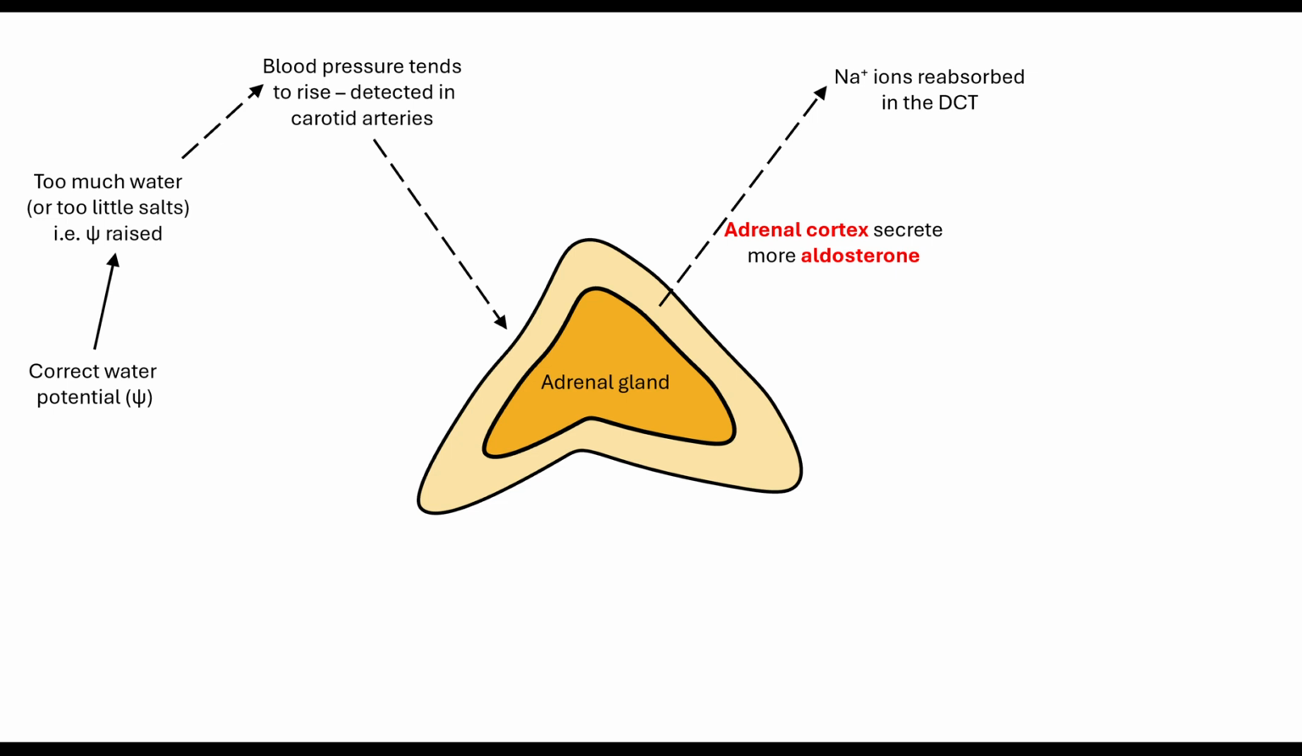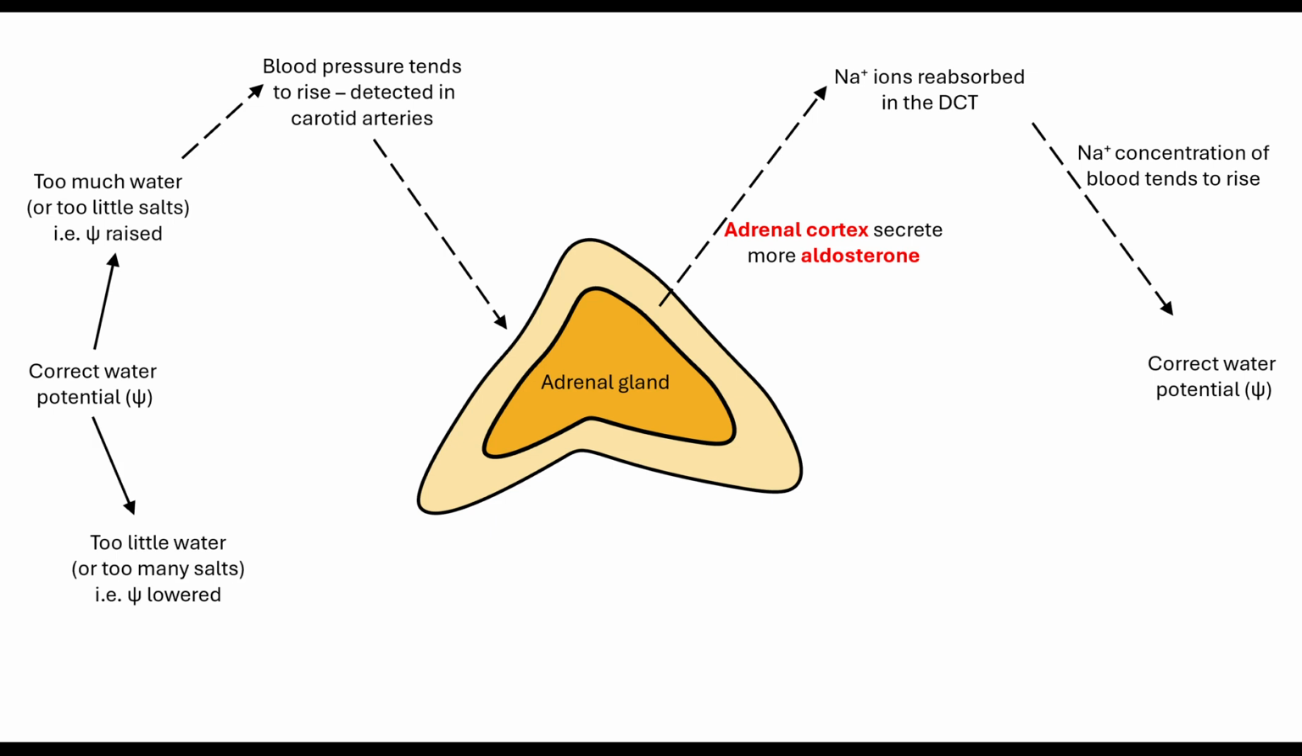Now, you'll learn about that in Module 6 in more detail, but please note that it's never one topic area on its own. If we have more sodium ions being reabsorbed into the distal convoluted tubule, what we're going to do is have our sodium concentration rise. We get back to that correct water potential. So this is an important role to ensure that our water potential is maintained at the right level.